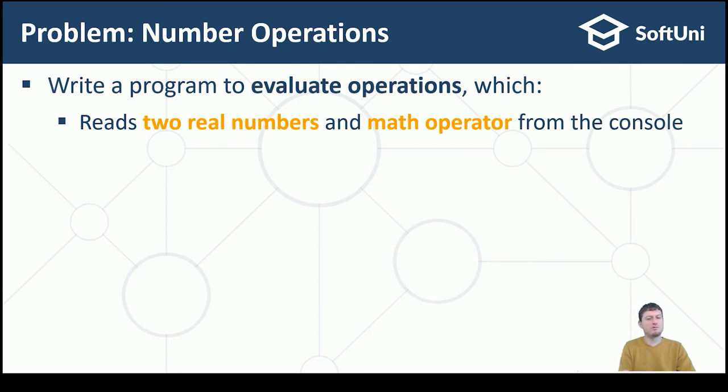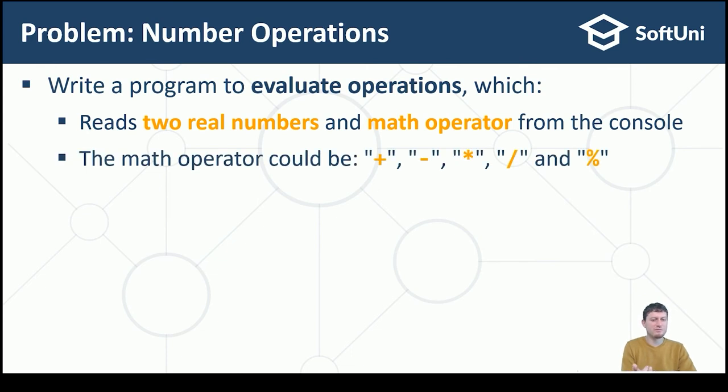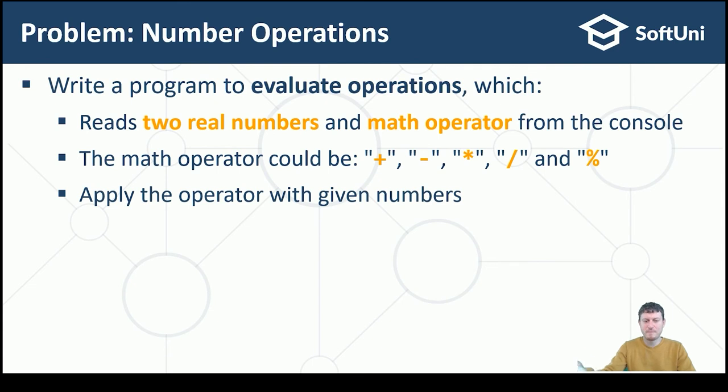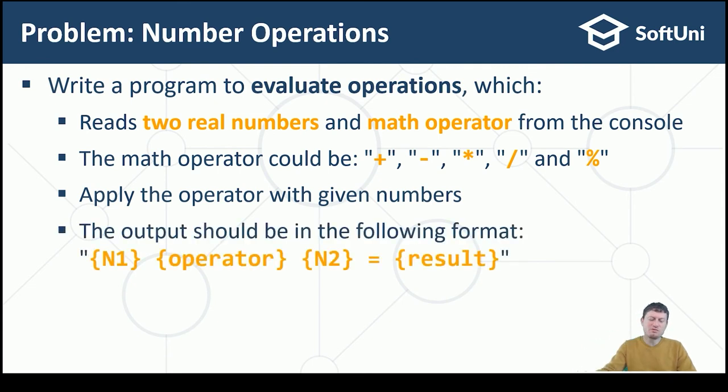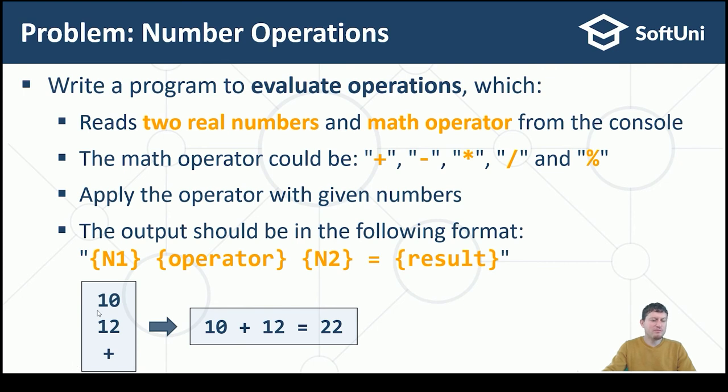about writing a program to evaluate operations, which reads two real numbers and a math operator from the console. Math operators are plus, minus, multiplication, division, and percent, which is the remainder of division. And to apply this operator with the given numbers. This is the example which explains the problem better. So if we have 10, 12, and plus, we need to calculate 10 plus 12. If we have 10, 12, and percent, we need to calculate 10 % 12. And this is the output.